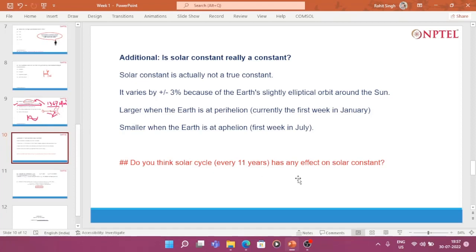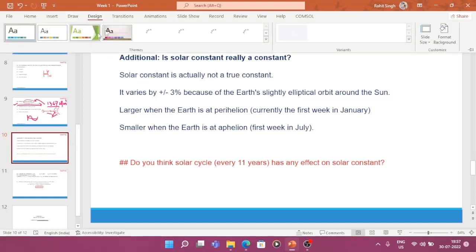And do you think the solar cycle has any effect on solar constant? Anyone? Okay, so let me tell you, solar cycle has a very... Okay, should I repeat the question?